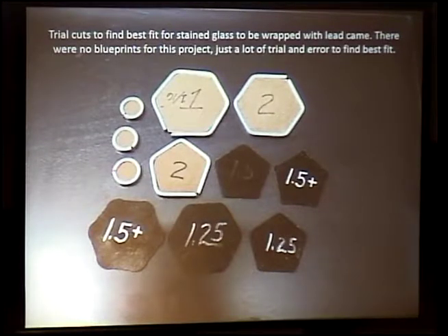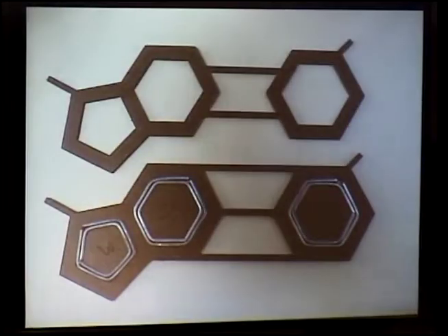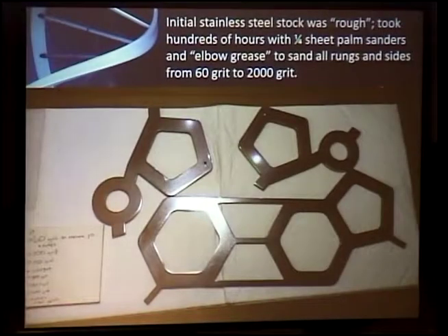So we had to determine the size of the glass, the size of the lead came to go around it, and how it's going to be inserted. Everything was a trial and error process. There's a lot of sanding. Up until 3 months ago, all I had was a palm sander. So there are literally hundreds of hours to get everything from raw stainless steel up to 2,000 plus grit.